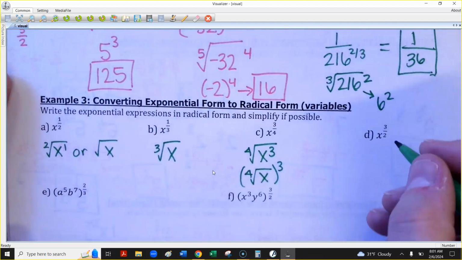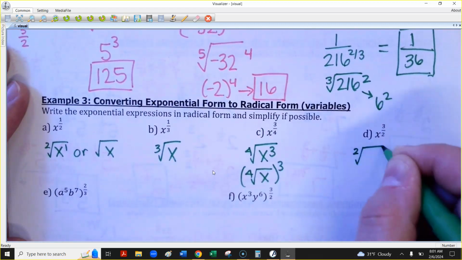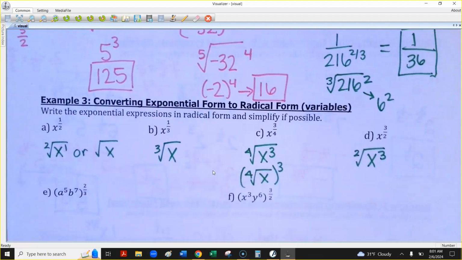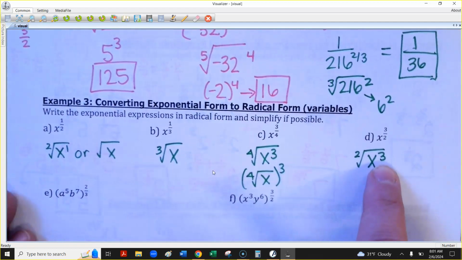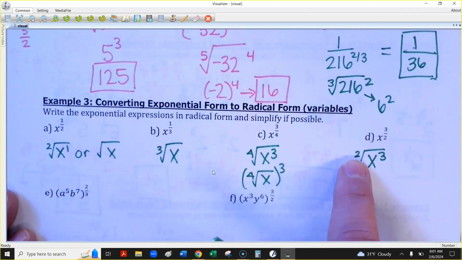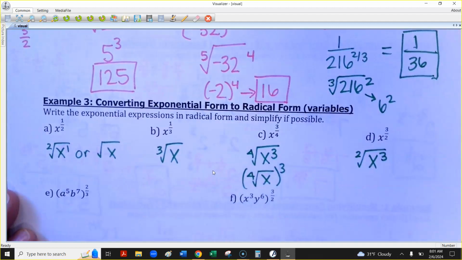Okay, now I have x to the 3 over 2 power. So this would be the square root of x to the third. Now, here's the one thing I'm going to tell you, and it didn't happen on any of the other questions. If your exponent, which is 3 for this one, is bigger than the index of the root, then that can be simplified. So if the exponent on the inside is bigger than the index, you can simplify this. So I'm not totally done with this problem.